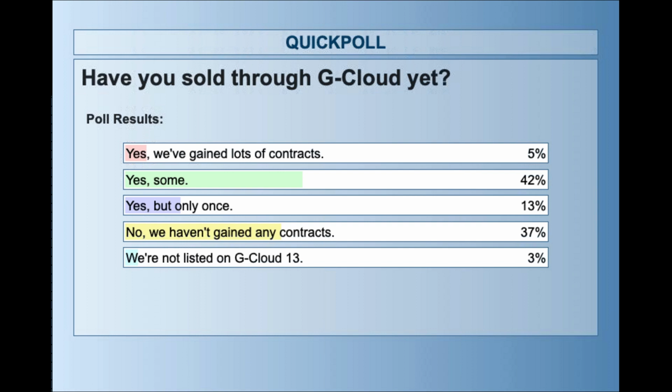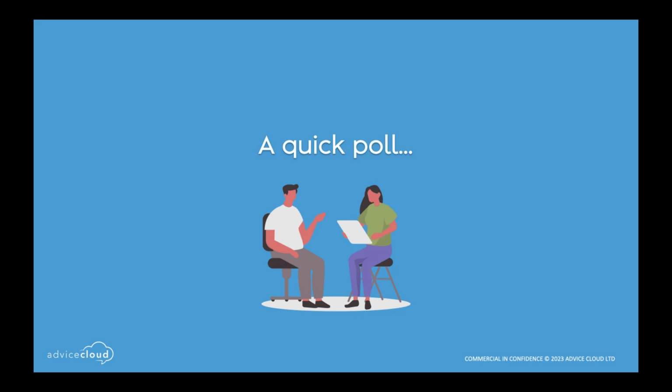Congratulations to the 60% of you who have actually gained some contracts, and commiserations to the ones who haven't gained any. Hopefully, out of this, we'll give you some information about how you can improve at least your G-Cloud Buyability. So if we can close that down now, Danny, we'll crack on with some more.